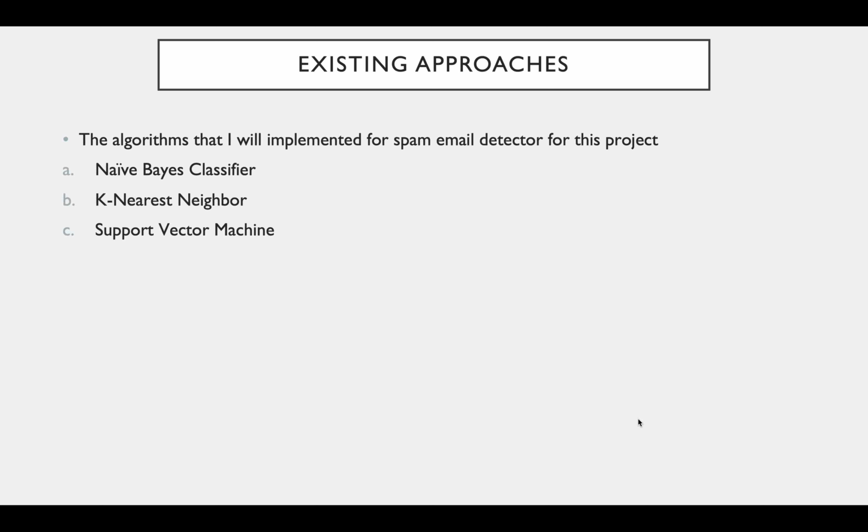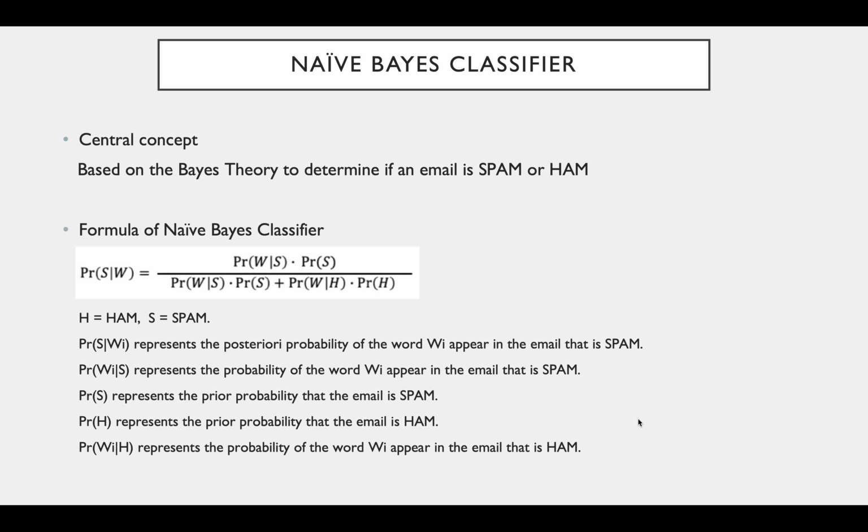So next, the existing approaches. Here I'm going to talk about the conceptual idea of each algorithm that I implemented for the spam email detector. So let's talk about the Naive Bayes classifier first. The central concept of the Naive Bayes classifier is based on the Bayes theorem to determine if an email is spam or ham. And below is the formula of the Naive Bayes classifier.